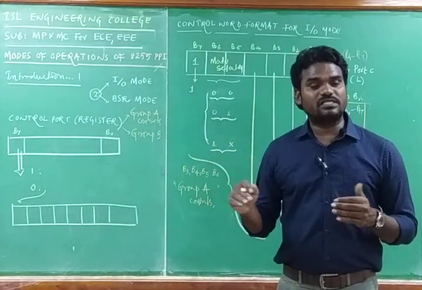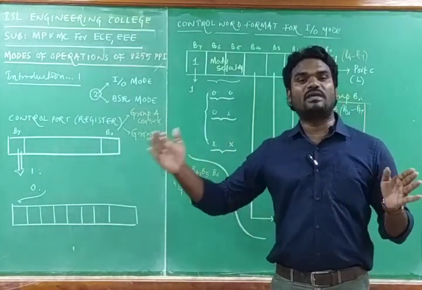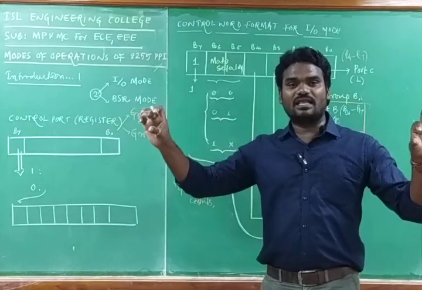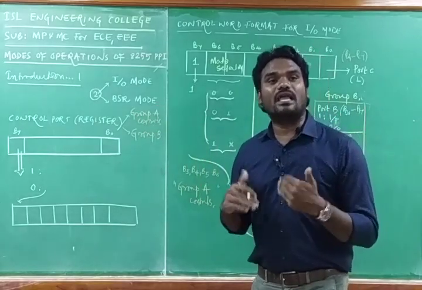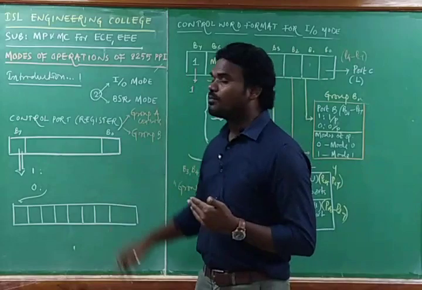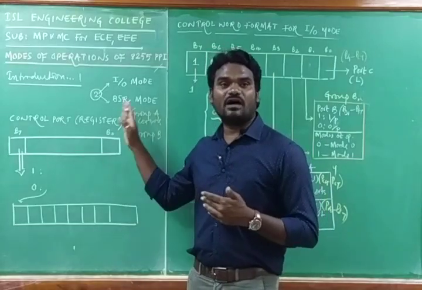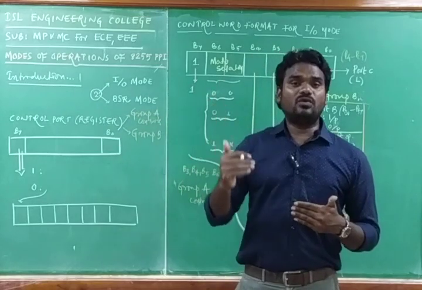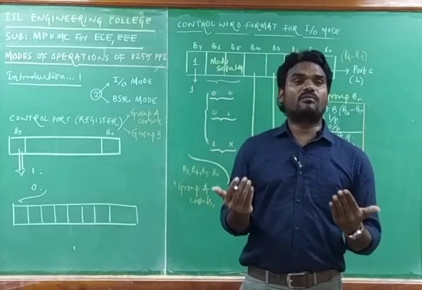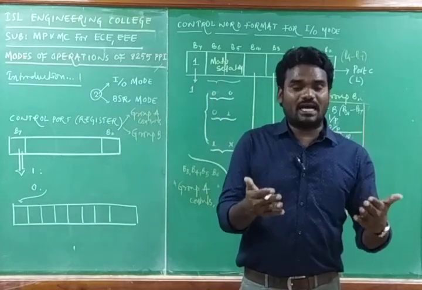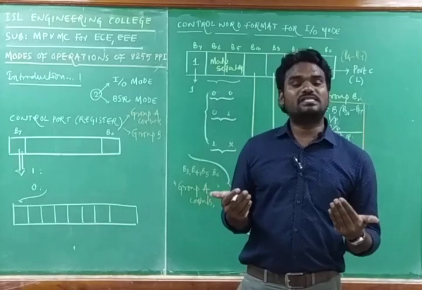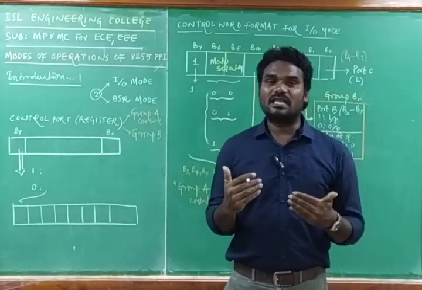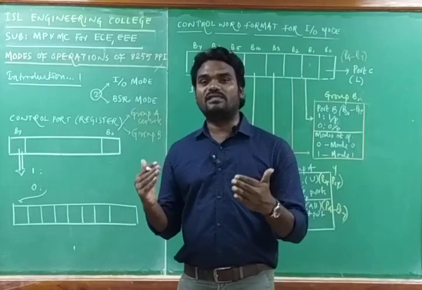In this port C we have PC0 to PC7, 8 pins, and those 8 pins can be set or reset by making use of this mode of operation. That means, by operating the 8255 in the BSR mode, we can set or reset the port C signals. Those port C signals are nothing but PC0 to PC7.